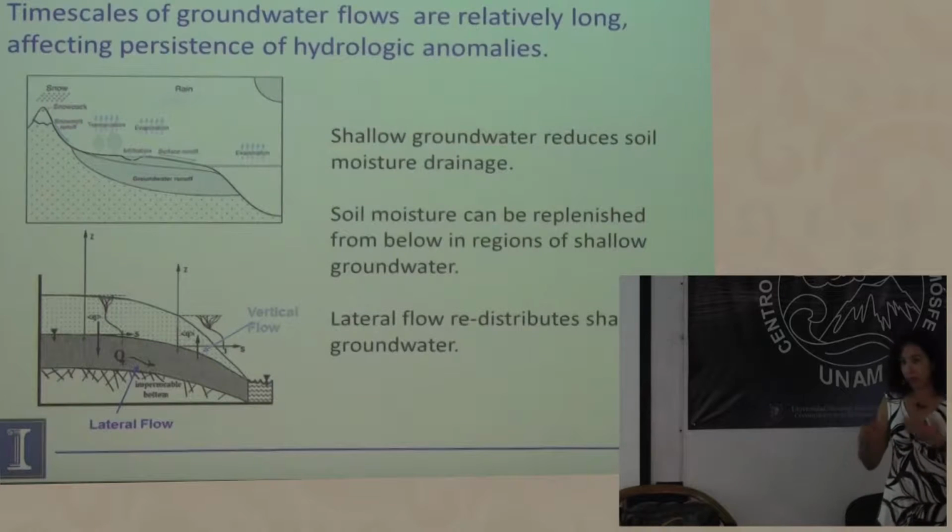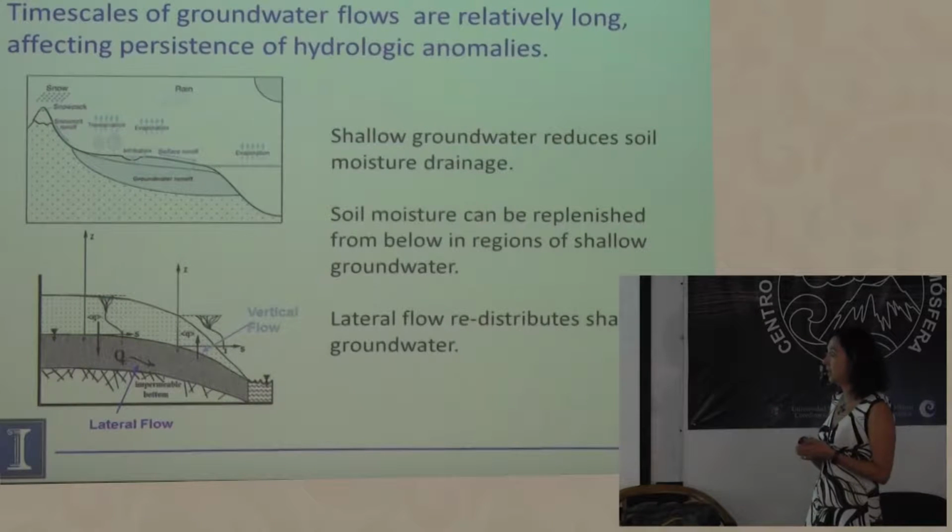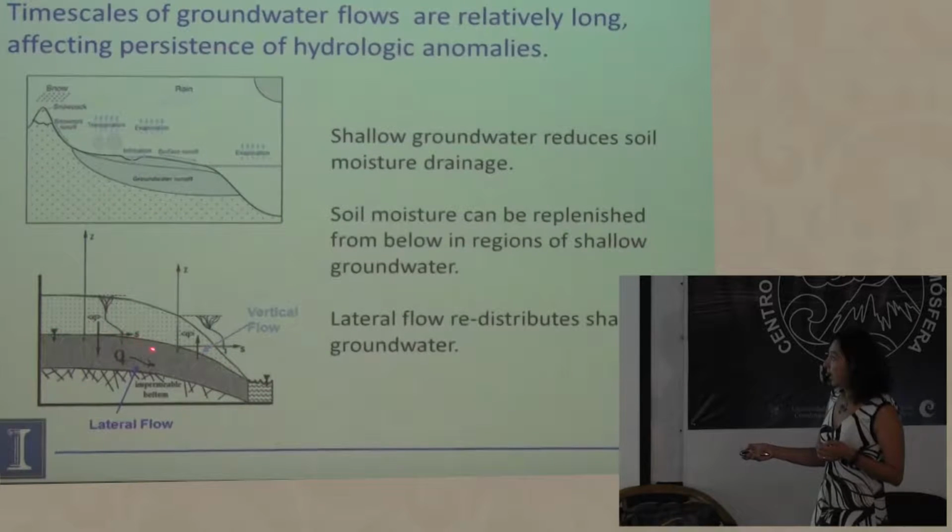So why are we interested in groundwater? Again, groundwater flows are relatively slow, affecting the persistence of hydrologic anomalies. I'm going to focus a lot on this image. This is your traditional hydrologic cycle. But if you have a region with shallow groundwater, you can, first of all, reduce the moisture drainage. As the moisture infiltrates down the soil column, the presence of this boundary can reduce the vertical flux. You can also have upward vertical flux through capillary rise, or access directly from the roots into the shallow groundwater.